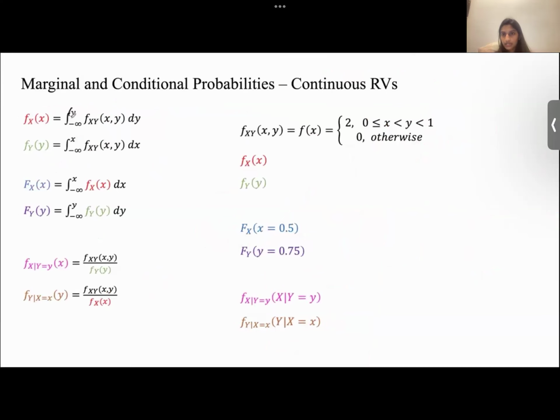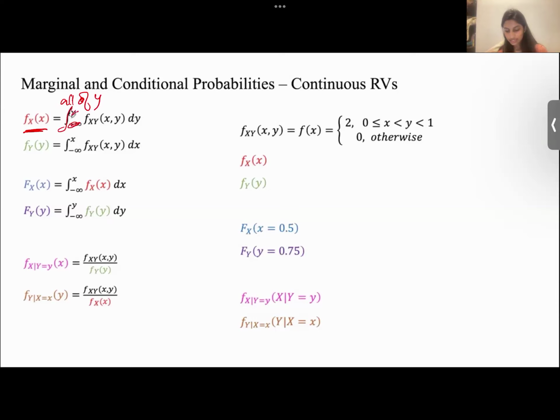And now we saw discrete random variables so far, and now we look at continuous random variables. For continuous random variables, instead of summation, we just do an integration. You calculate the area under the curve here, right? So if you want to calculate the marginal probability for x, you integrate the joint distribution function in terms of y. So the limit would be all the values that y can take.